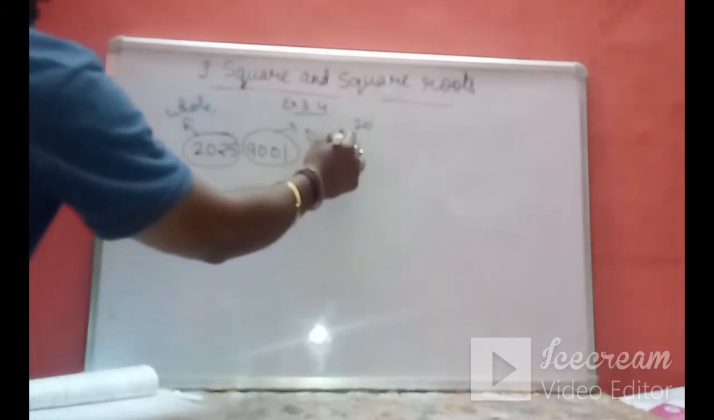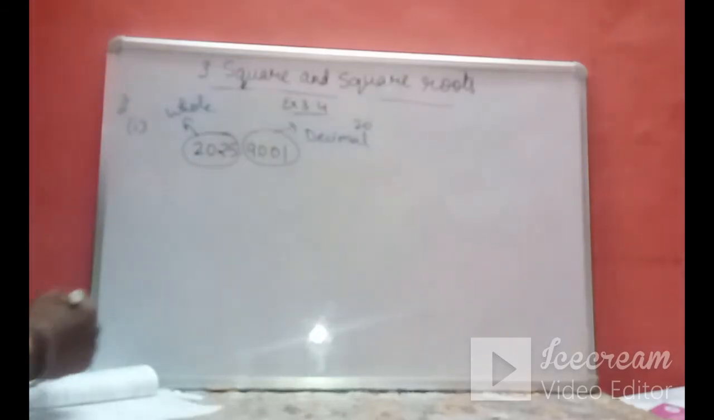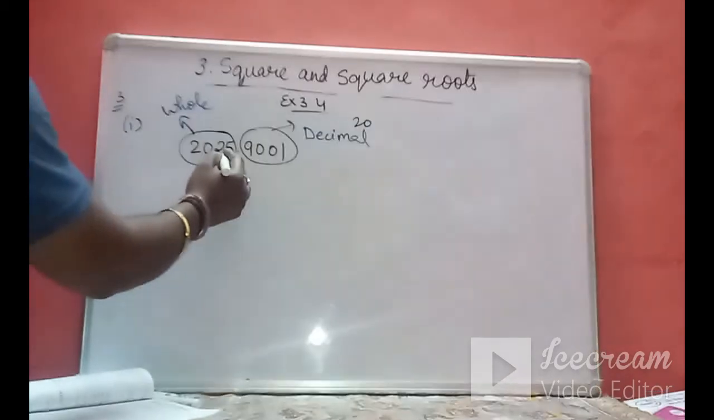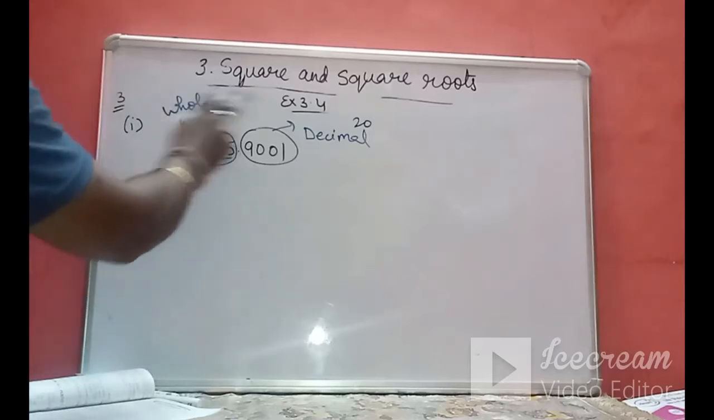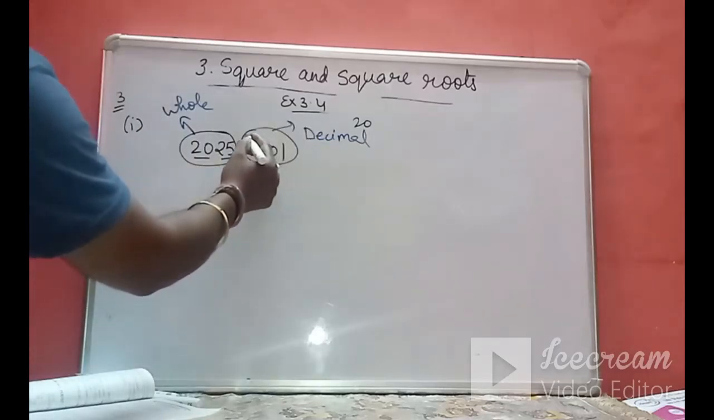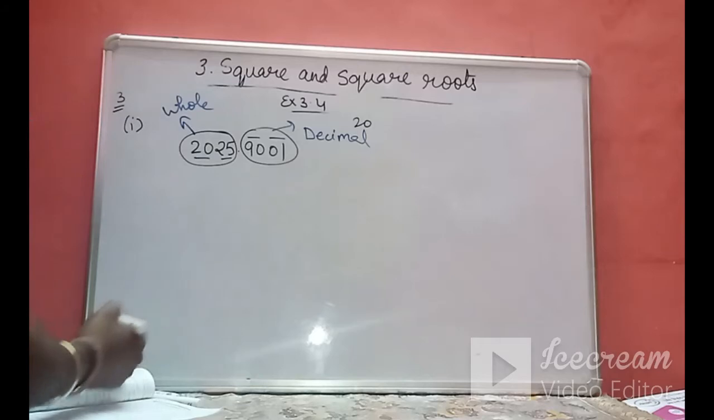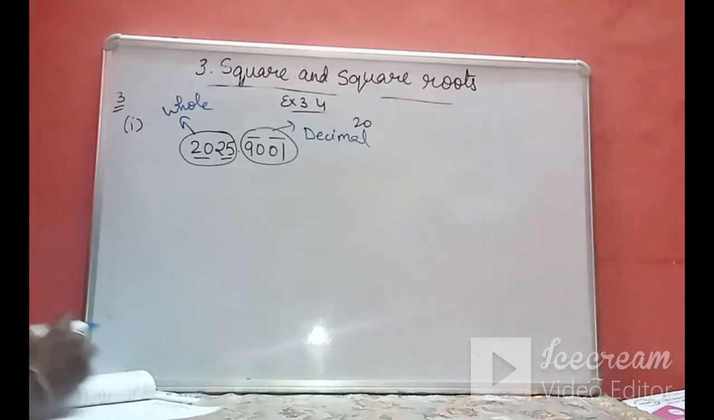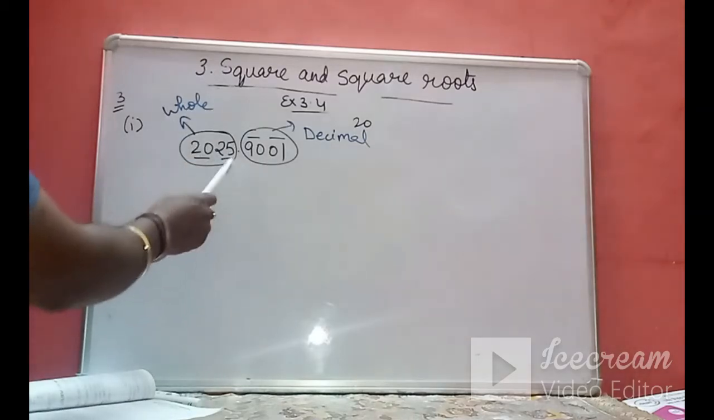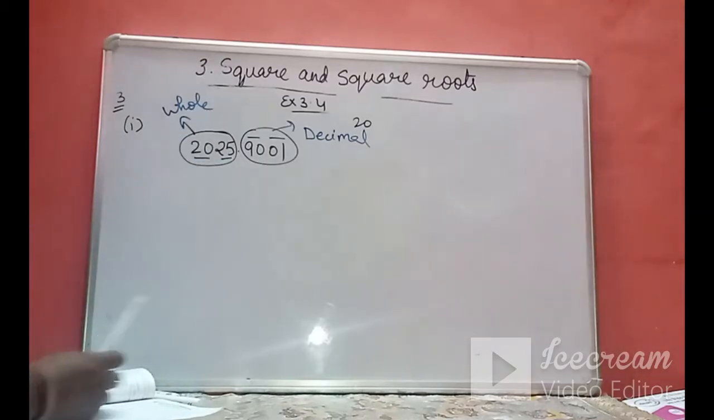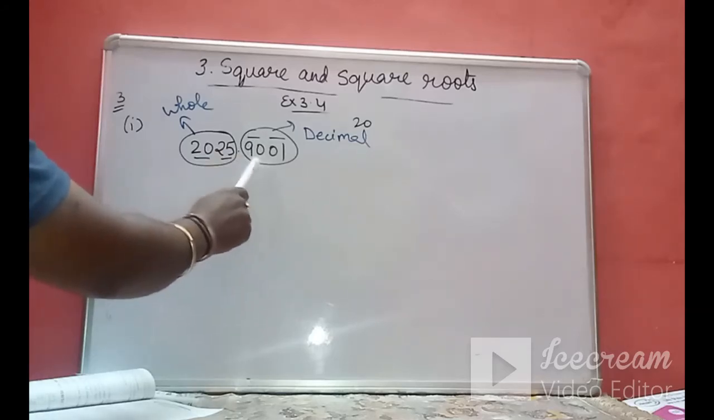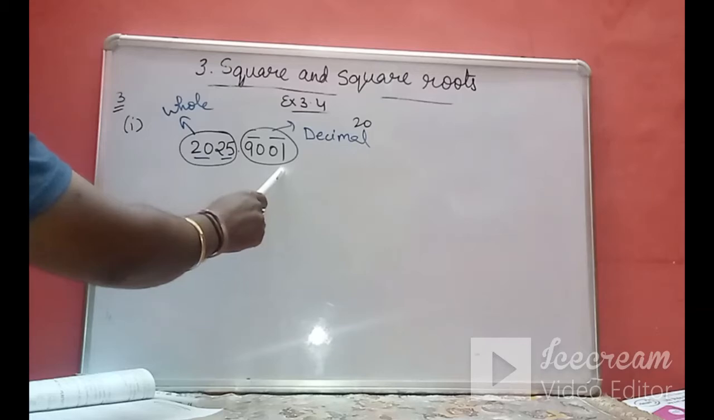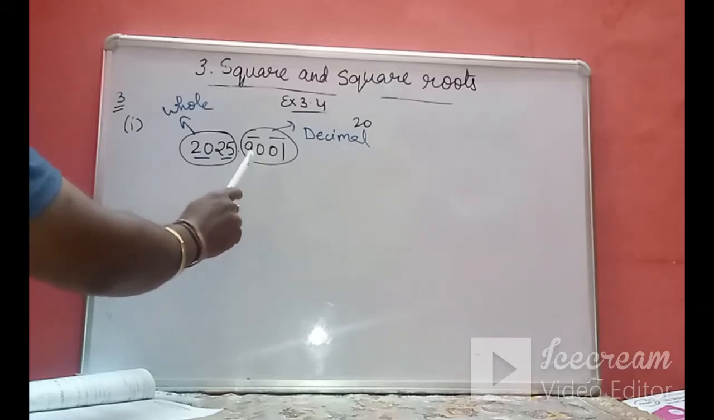Whenever you have the decimal part, in the case of the whole number we make the pairs from the last, but in the case of the decimal part, the pairs are always made after the decimal point. Remember this concept. Whenever you want to find the square root of decimal numbers, the whole number part pairs remain the same method, but in the decimal part, the pairing will start from the decimal point. We will not start the pairing from here, we will start it from here.